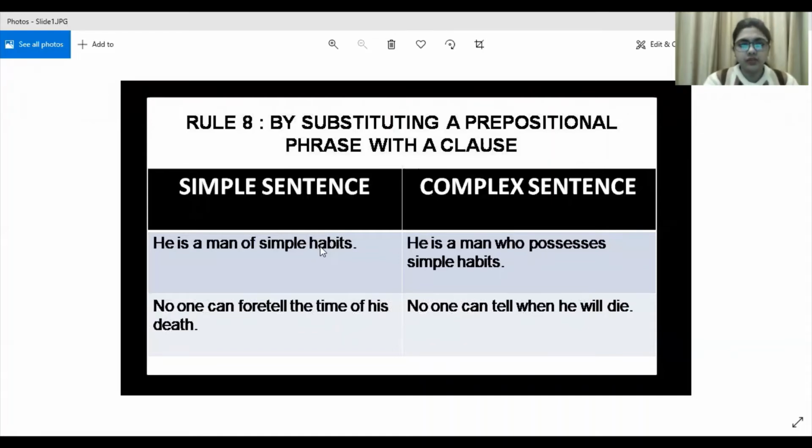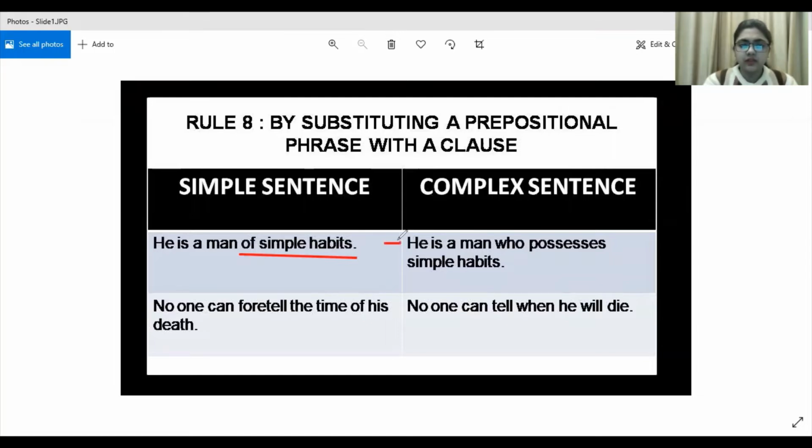Now we'll move on to rule number 8, and we will see how we transform a simple sentence into a complex sentence by substituting a prepositional phrase with a clause. Let us have a look at the example. He is a man of simple habits. So "of simple habits" is our prepositional phrase over here. Instead of simple habits, we will use a clause.